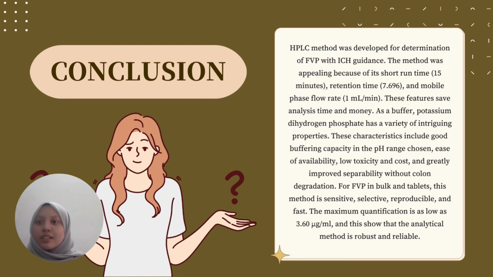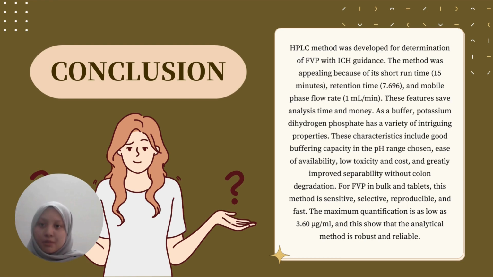These features save analysis time and money, as a buffer, potassium dihydrogen phosphate has a variety of interesting properties. These characteristics include good buffering capacity in the pH range chosen, ease of availability, low toxicity and cost, and greatly improved spreadability without column degradation.